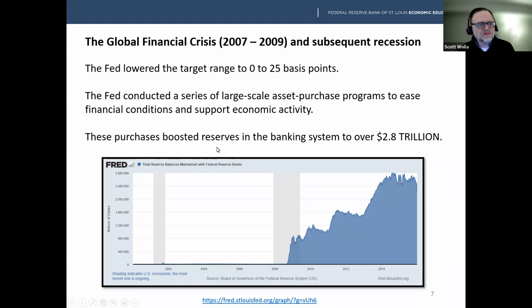Okay, these purchases of assets during this period of quantitative easing boosted reserves in the banking system to $2.8 trillion. Right, so you can see over here on the graph, this is 2.8 trillion, and at a few different times post 2014, it touched that level.